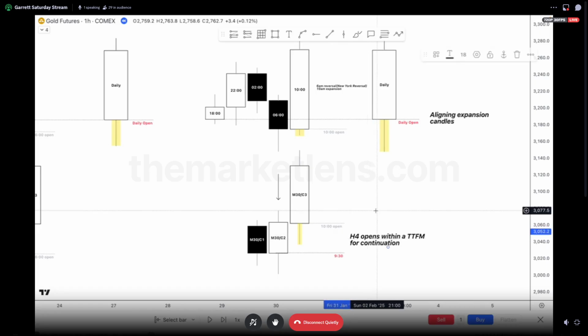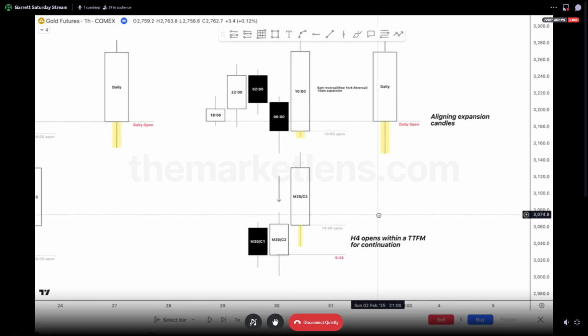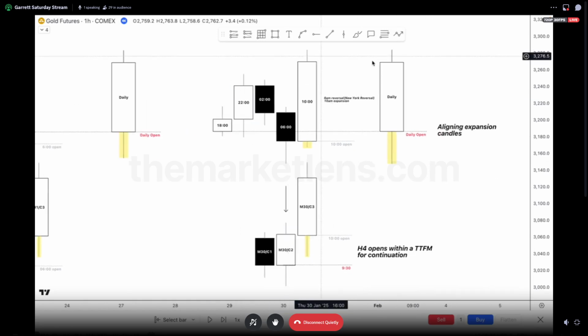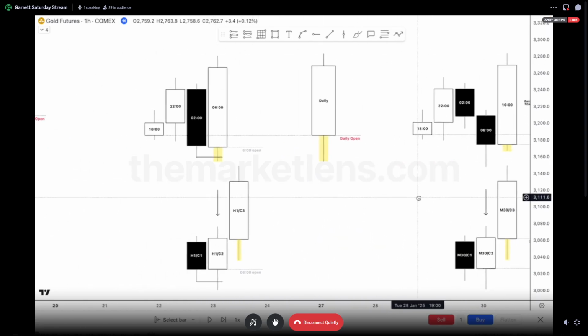Very simple. It takes out a bunch of noise. You know exactly when and where to trade, and you're aligning yourself with expansion, which is probably the most important part. There are many versions of this, so we're going to get to another version.